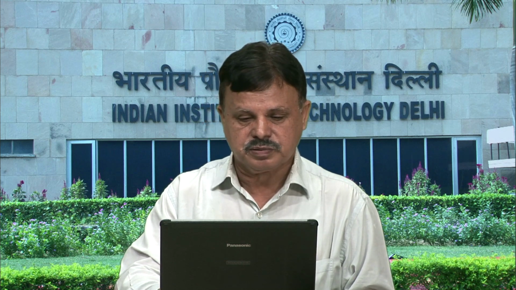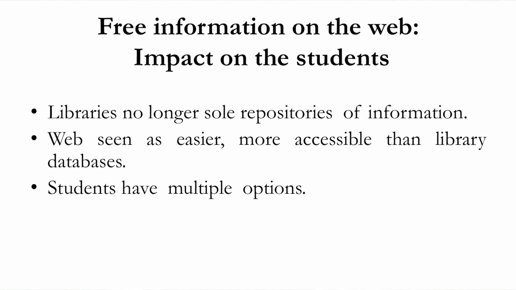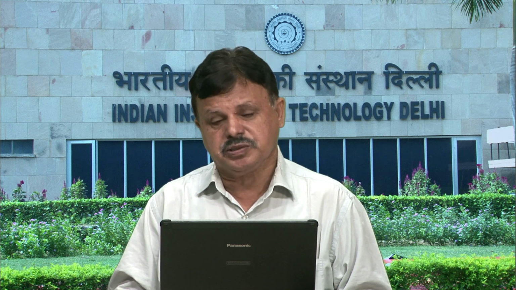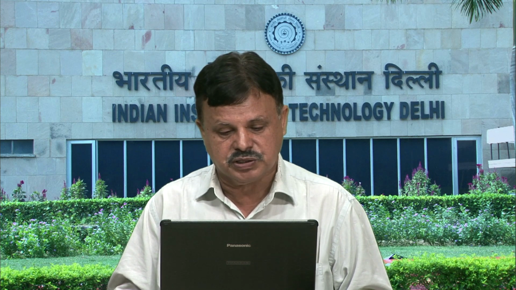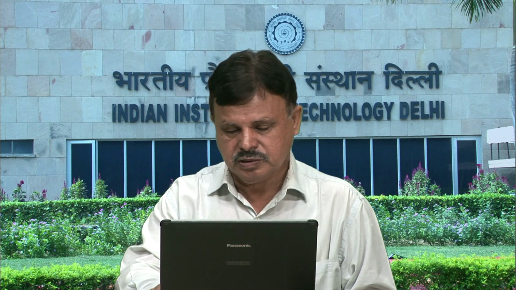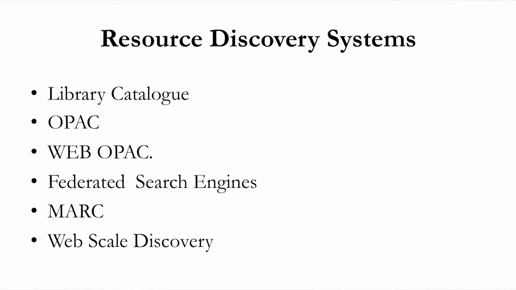The information is available freely on the internet, and there are statistics which show that reference questions are going down. Reference questions are fewer, but often more complex, and the web is seen as easier and more accessible than library databases. Students sometimes do not believe that they need the aid of a librarian, because they get information freely, coming to them in a 24/7 paradigm. So, largely he has become self-dependent, dependent upon sources which are beyond libraries. Accordingly, libraries have to rework their discovery systems.